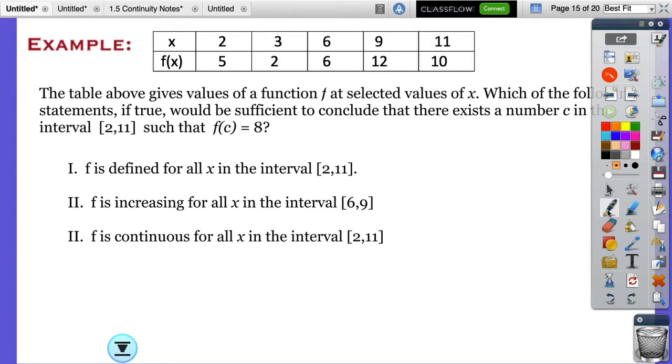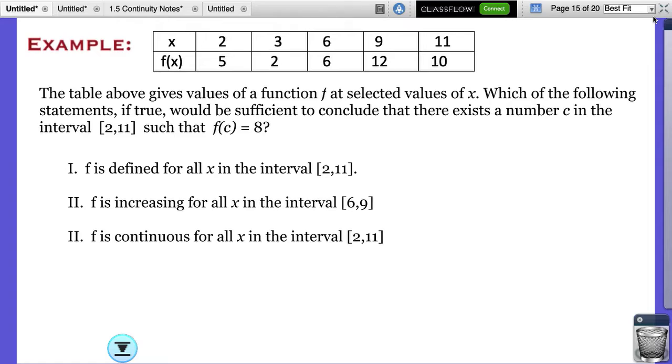Example here. All right, the AP really likes to test not just can you do mindless calculations, but do you actually know the theorems and all the stuff that we're talking about? So this is an example of one of those.